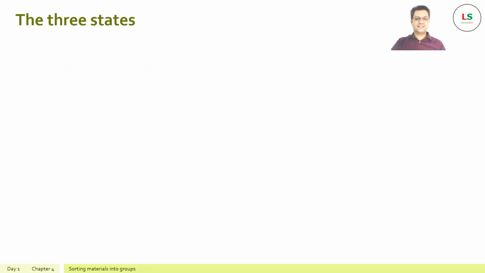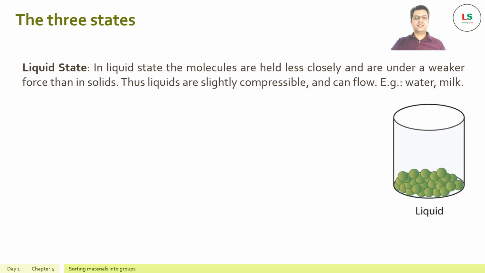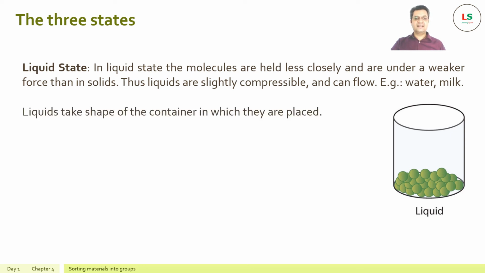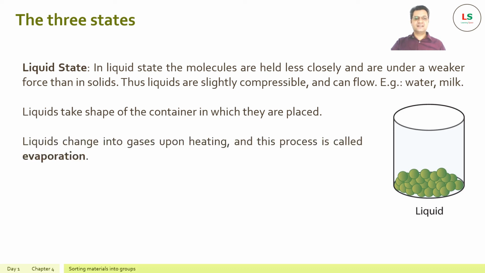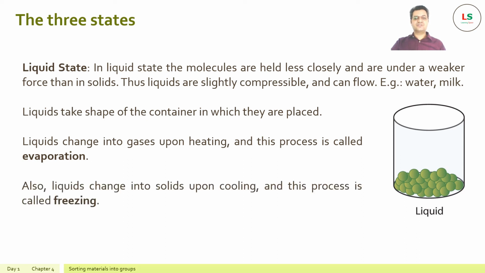Coming over to the liquid state. In liquid state, the molecules are held less closely and are under a weaker force than in solids. Thus, liquids are slightly compressible and can flow. Example, water and milk. Liquids take shape of the container in which they are placed. Liquids change into gases upon heating and this is called evaporation. Also, liquids change into solids upon cooling and this process is called freezing.